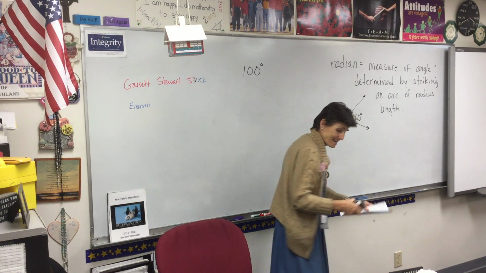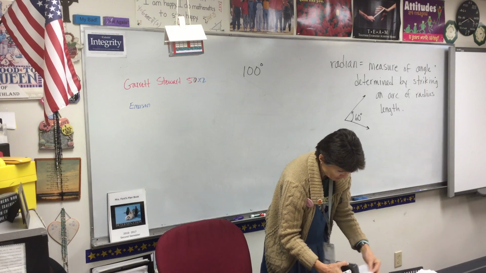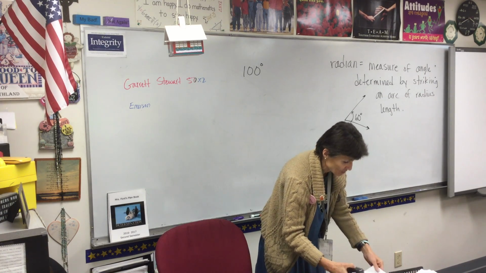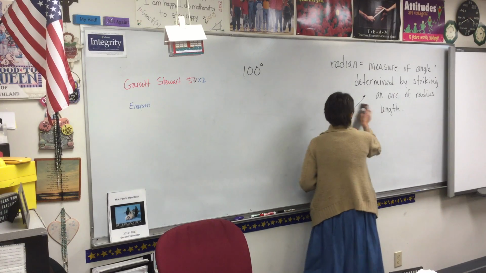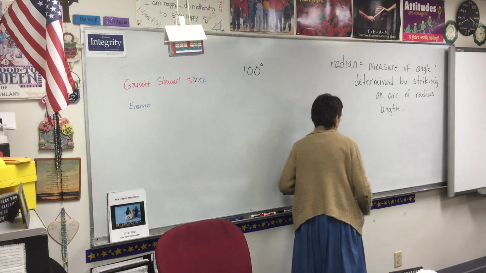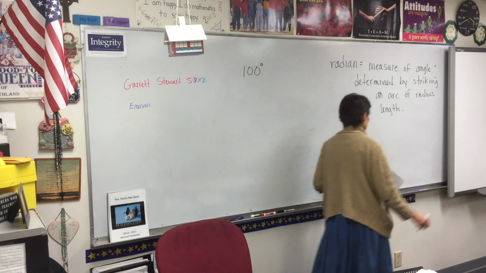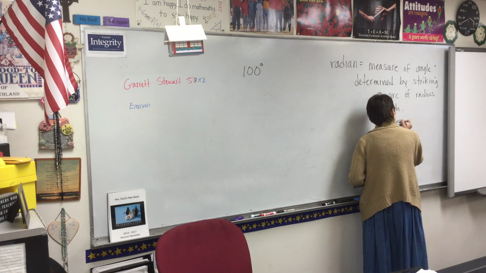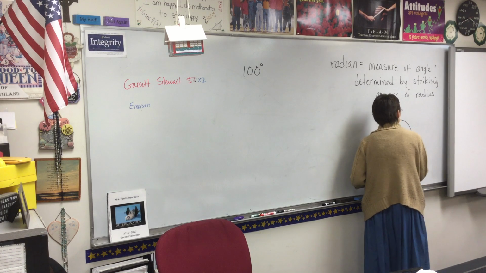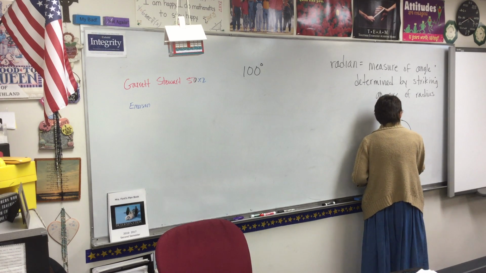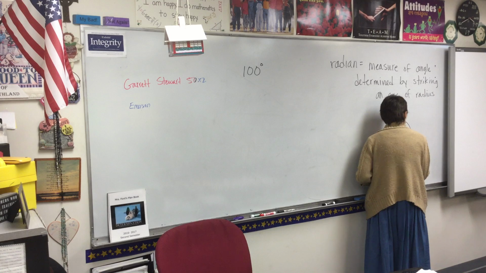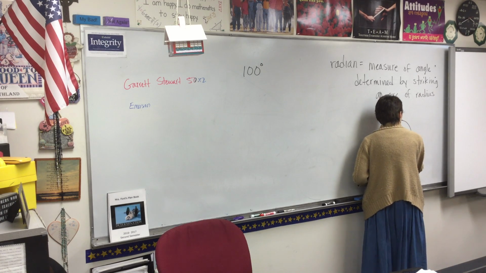Now, right now, that definition means nothing to you. And that's fine. It shouldn't. It's kind of a long definition. Measure of an angle determined by striking an arc of radius length. So I'm going to show you right now what it is, but we're not doing any problems with it yet. But let's say I have a circle, and the radius of the circle is 4.